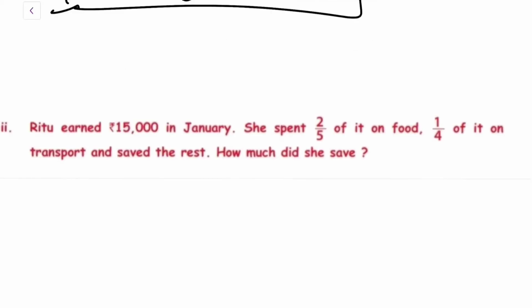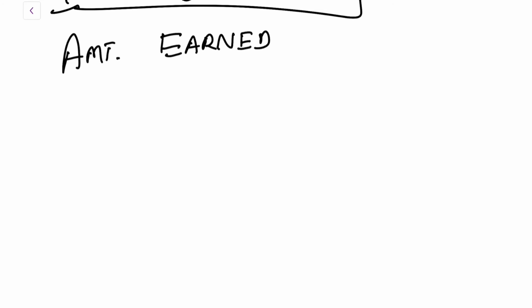Here's the second question. Ritu earned 15,000 rupees in January. She spent 2 by 5 of it on food, 1 by 4 of it on transport and saved the rest. How much did she save? Alright, let's write down what is given. What is the amount earned? How much did Ritu earn in January? It's given as 15,000 rupees.